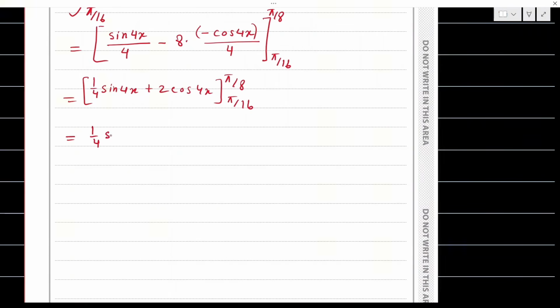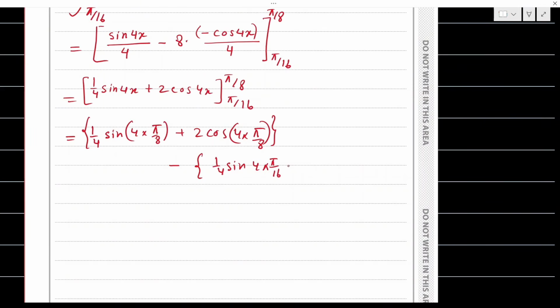Now I can input the values. 1 by 4 sine 4 into pi by 8 plus 2 cos 4 into pi by 8 minus 1 by 4 sine 4 into pi by 16 plus 2 cos 4 into pi by 16.